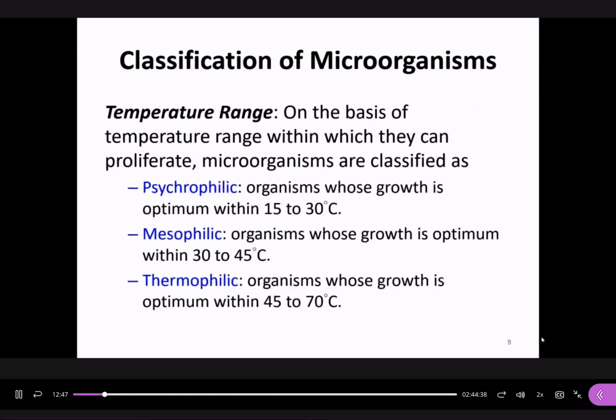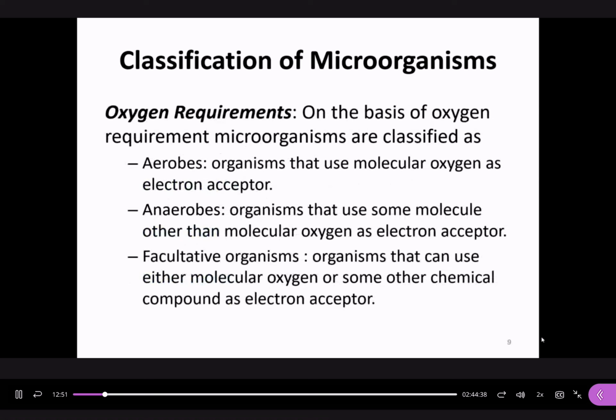So three ranges. And this one is important: oxygen requirement. Some microorganisms grow with oxygen, but for some, oxygen inhibits the growth.